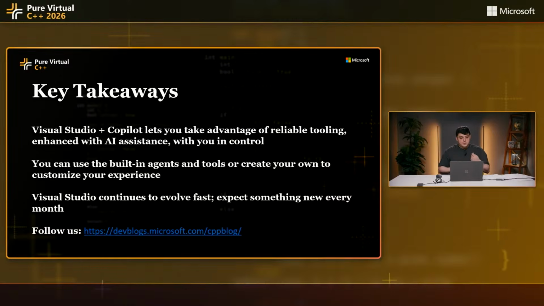And Visual Studio is continuing to evolve fast, so you can expect something new every month. We ship monthly now. And it has improved a lot in the past 6 months. So even if you haven't looked at the new features in Visual Studio for a while, a lot has probably changed. We suggest following our blog at devblogs.microsoft.com/cpp. We post a lot of announcements there if you want to learn more.